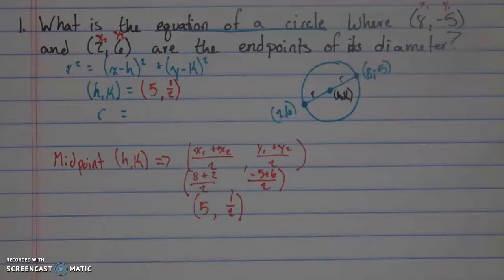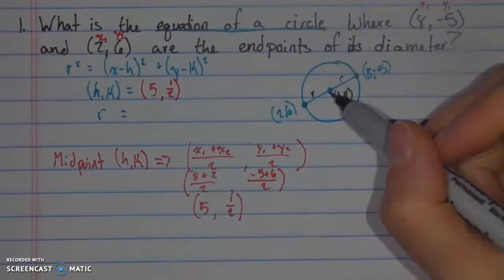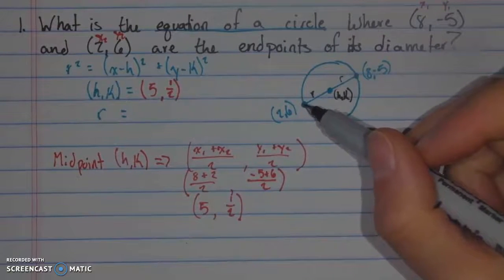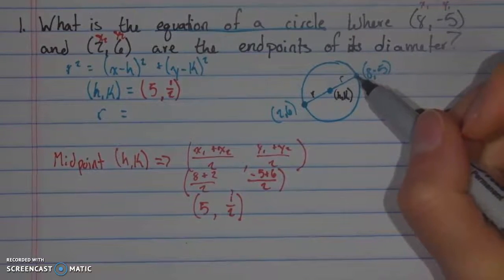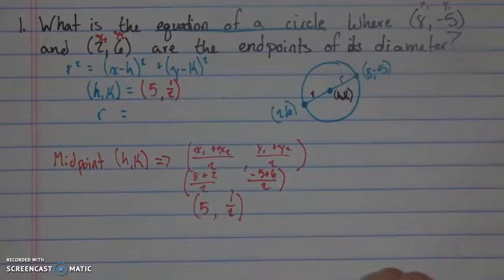And I have two options here. I can find the distance between this and the midpoint, and that will be the radius. Or I could find the distance between this and the other far point and divide by 2. I'm just going to use the midpoint. That way I don't need to divide by 2.